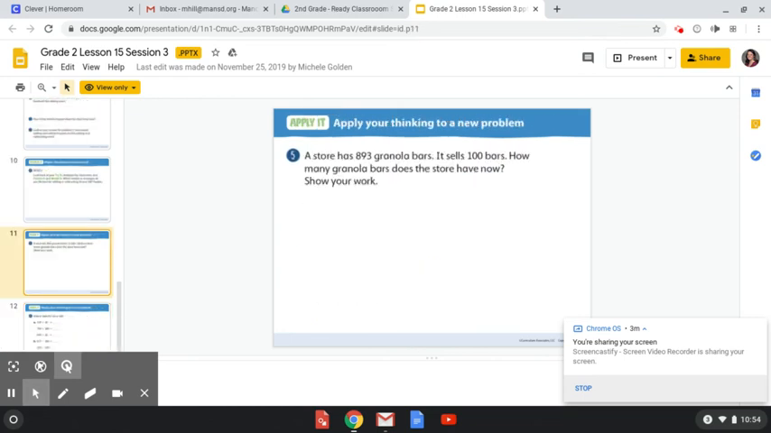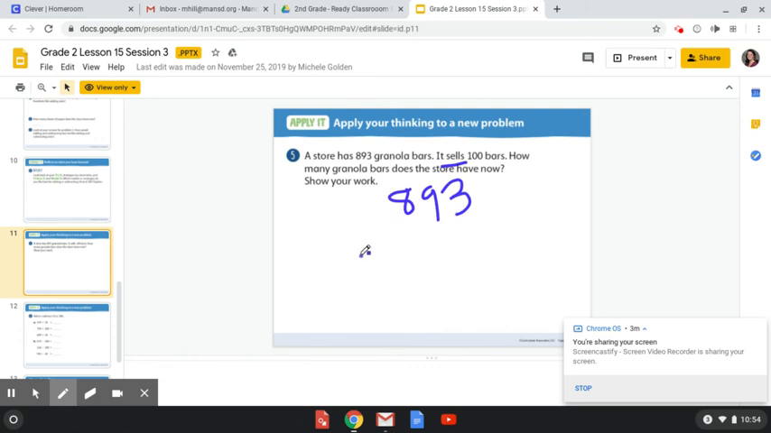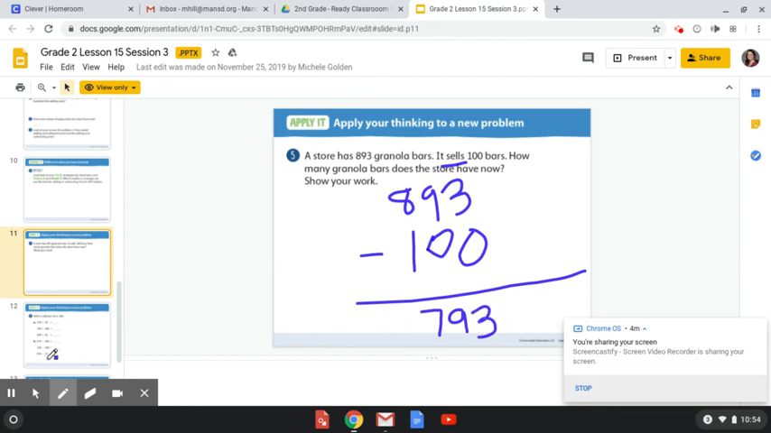A store has 893 granola bars. It sells 100 bars. So that means they're letting 100 granola bars leave the store. How many granola bars does the store have now? So think to yourself, if I'm starting with 893 and 100 left the store because they were sold, that's minus. How many granola bars does the store have now? I'm writing it out just to help you visualize it, but I just want you to think in your head for a second. And when you're thinking, focus on that hundreds place, you will realize that the store now only has 793.